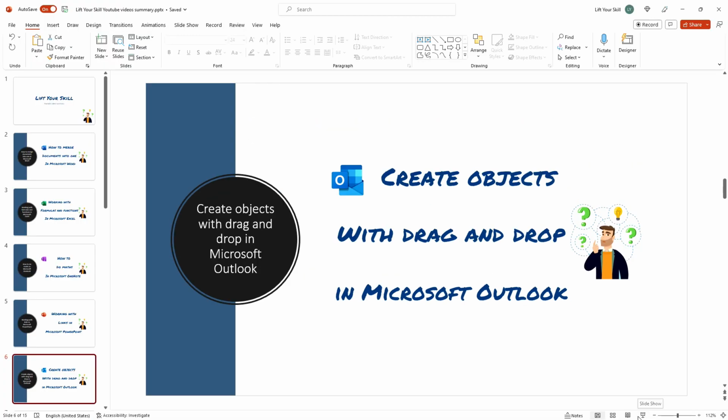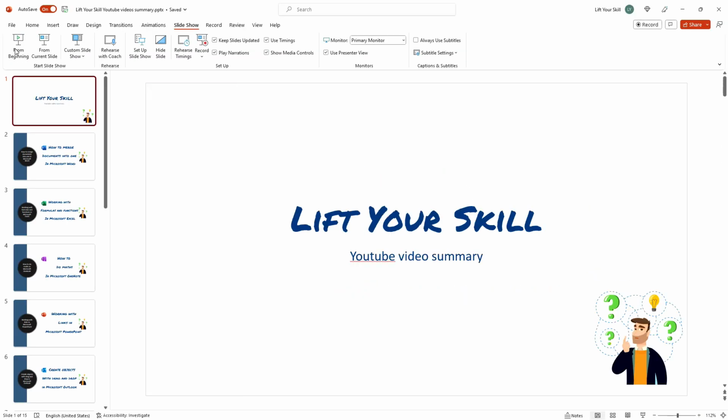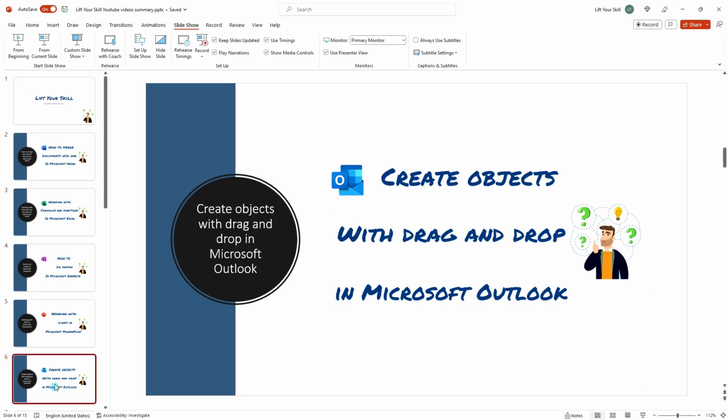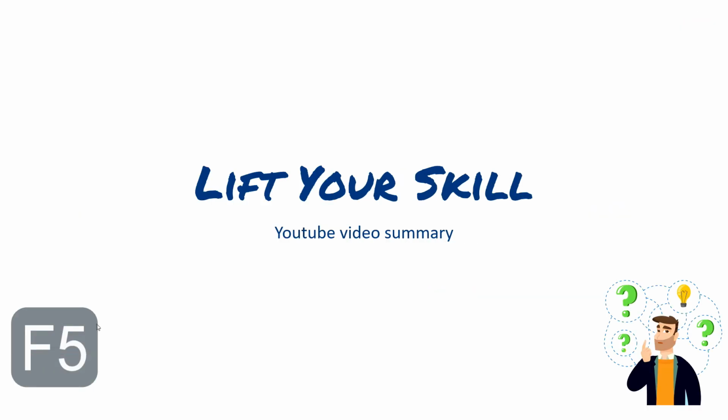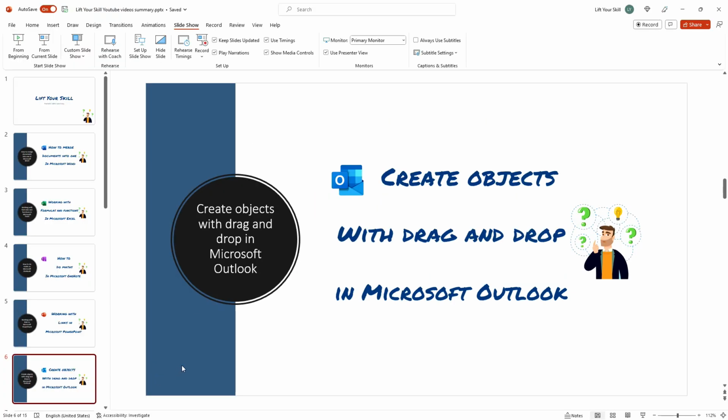Another way to start a slideshow is to go to the slideshow menu and use the buttons available there. From Beginning will start the slideshow from the first slide, and From Current Slide will start with the slide that is currently open. You can achieve the same effect with keyboard shortcuts. Use F5 to start a slideshow from the beginning and Shift F5 to start it with the current slide.